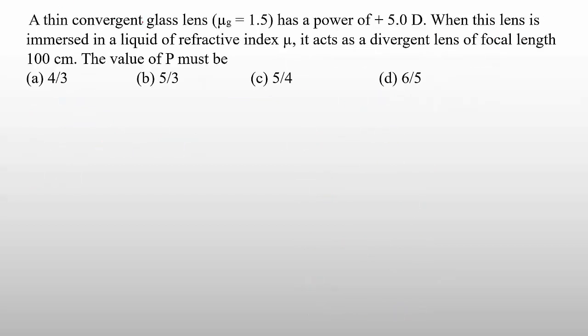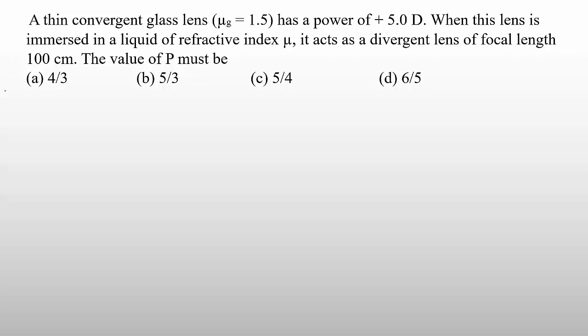A thin convergent glass lens, refractive index mu equal to 1.5, has a power of 5 diopter. When this lens is immersed in a liquid of refractive index mu, it acts as a divergent lens of focal length 100 centimeter. Then the value of mu must be. See here, there are two cases.